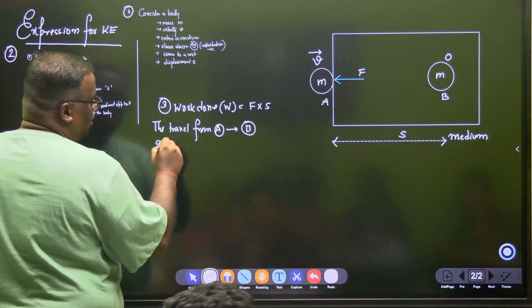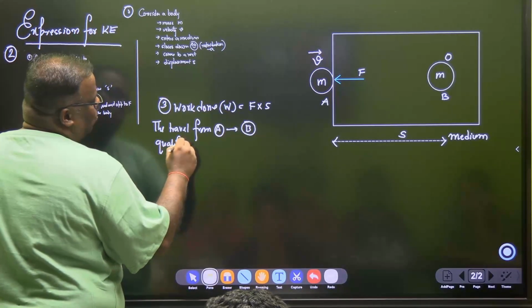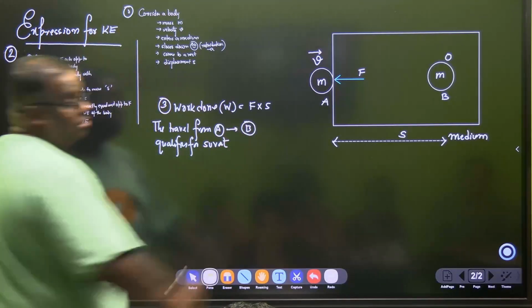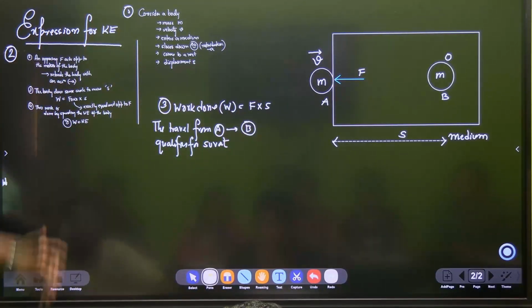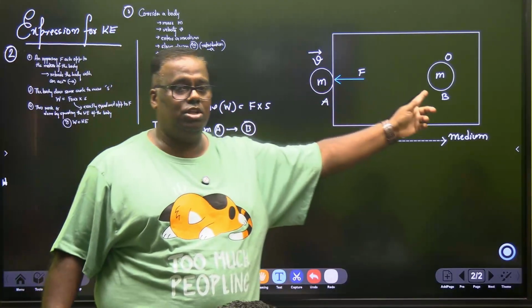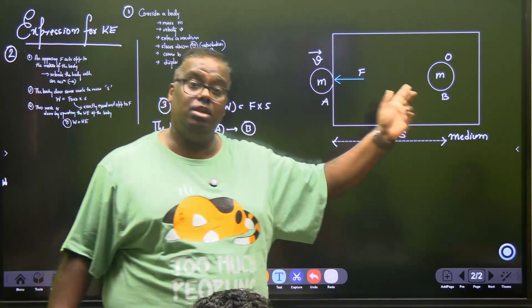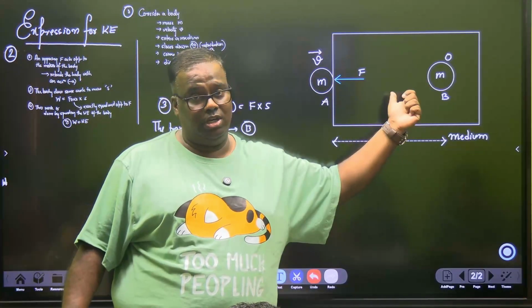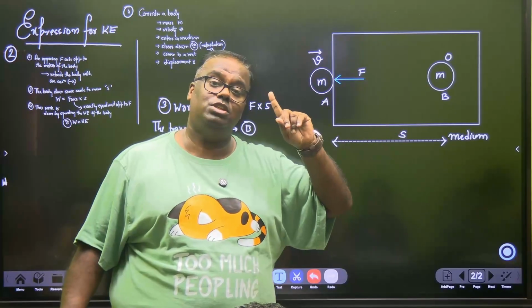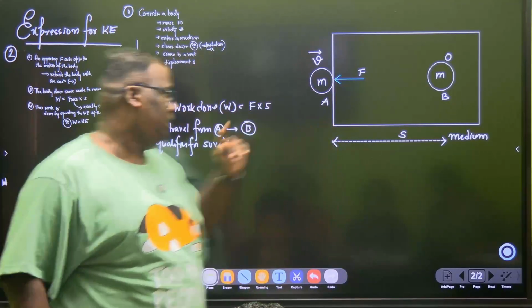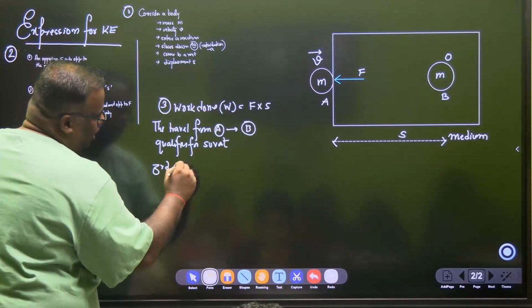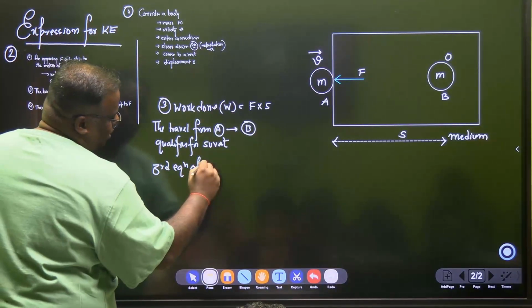qualifies. देखो कितना interesting है mechanics. Qualifies for SUVAT. You know what is SUVAT? It qualifies for SUVAT. This is a straight line motion, uniformly accelerated, though it's uniformly decelerated, and in a straight line. That means equations of motion are applicable for it. Okay, so it qualifies for SUVAT. So let's bring out the third equation of motion.